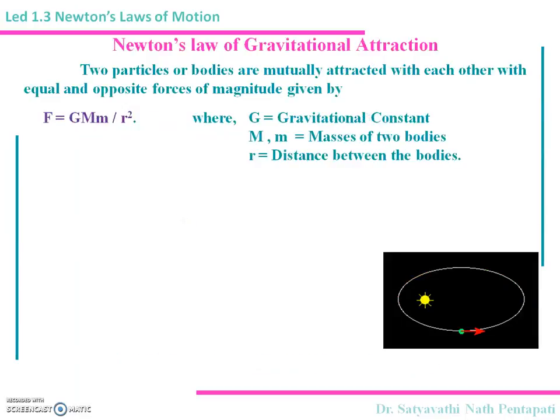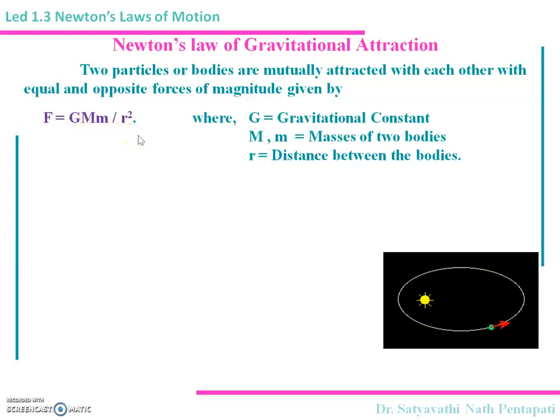In addition to Newton's laws of motion, let us see Newton's law of gravitational attraction also. This law states that two particles or bodies are mutually attracted to each other with equal and opposite forces of magnitude given by F equals GMm upon r square.